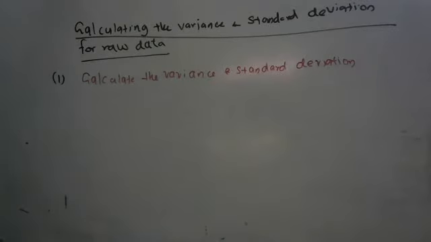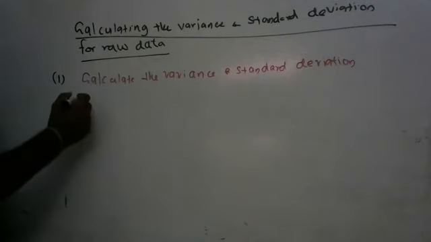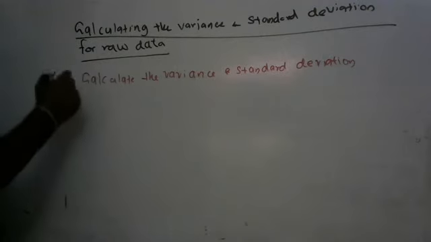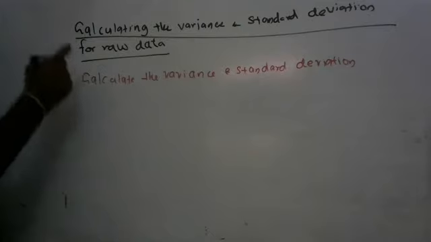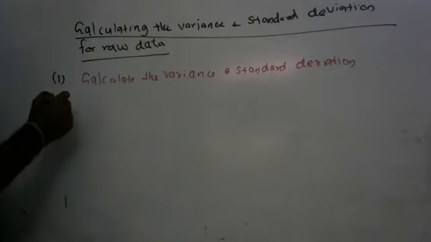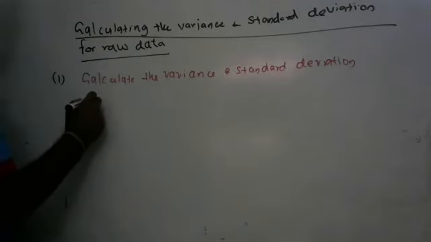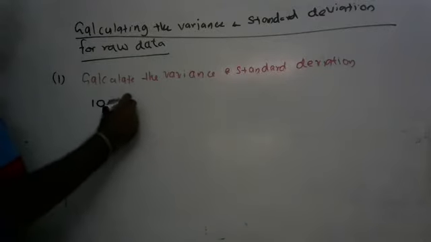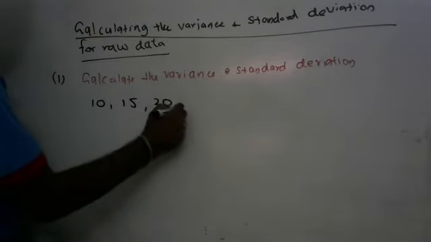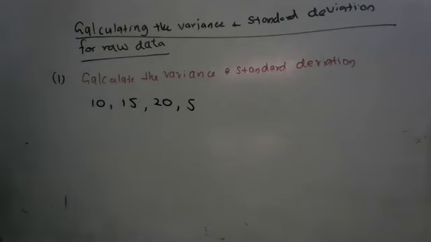Write down the question. Calculate the variance and standard deviation (SD). The data are 10, 15, 20, 5.